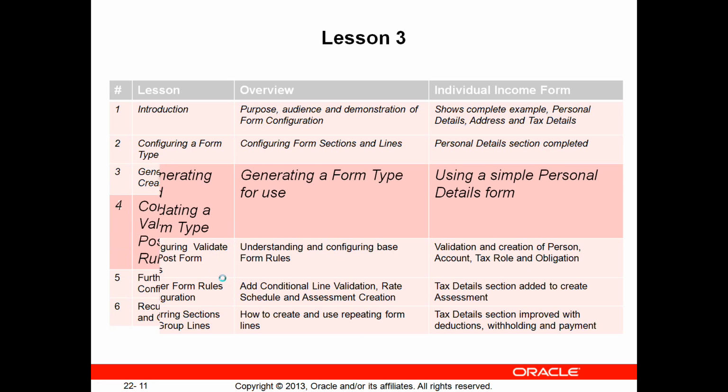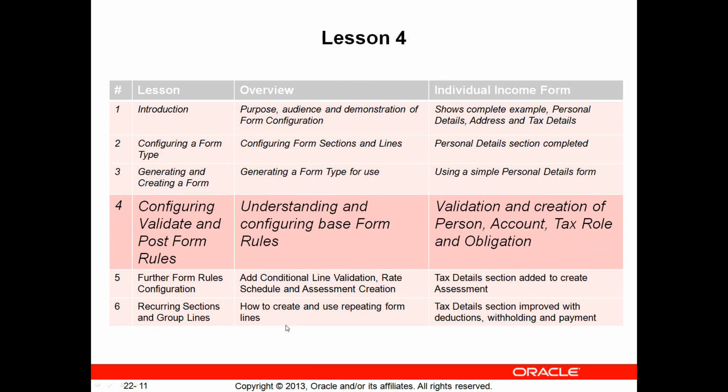So that leads us into lesson 4, where we'll be looking at the first set of form rules based on the posting and the validating states, and we'll be looking at understanding and how to configure different form rules, and looking at base form rules, ones which have been provided by the product itself. At the end of lesson 4, we would have the basics of validating the form to see whether the form has a person, account, and tax roll and obligation entity. And if it doesn't have one, then at the posting step, it will create those entities as needed.